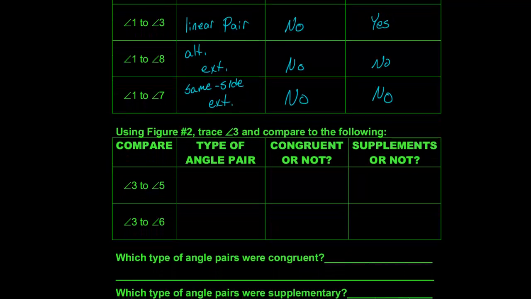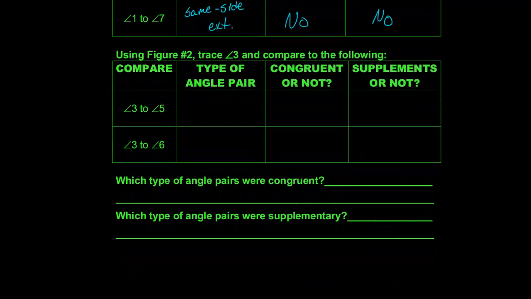Alright, now I'm going to go ahead and scroll down. We had figure 2, trace 3. If you go back to your previous page of notes, they will stay the same. Same side interior, and here we have alternate interior. Now, we're looking at this 3 to 5. Pretty obvious that will not be congruent. No. And now 3 to 6.